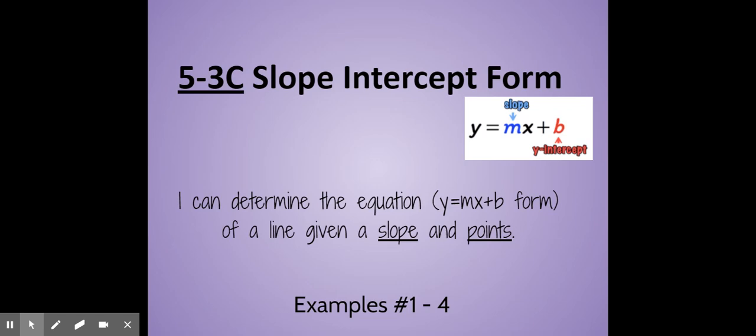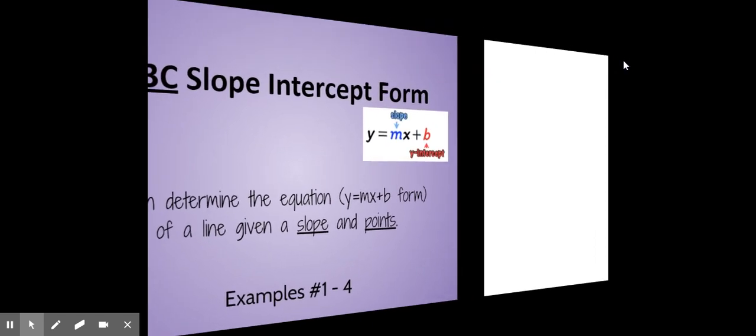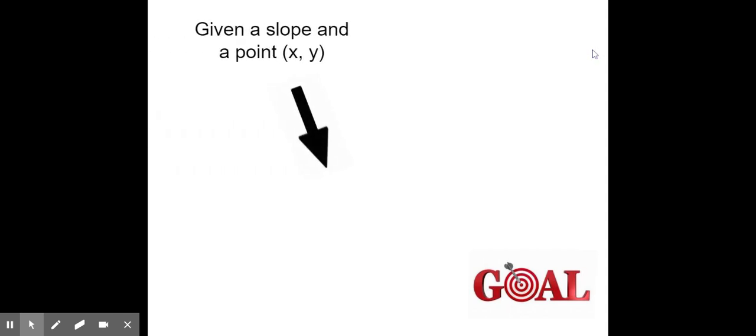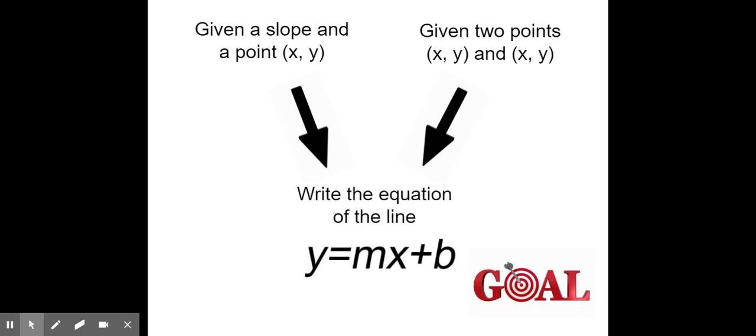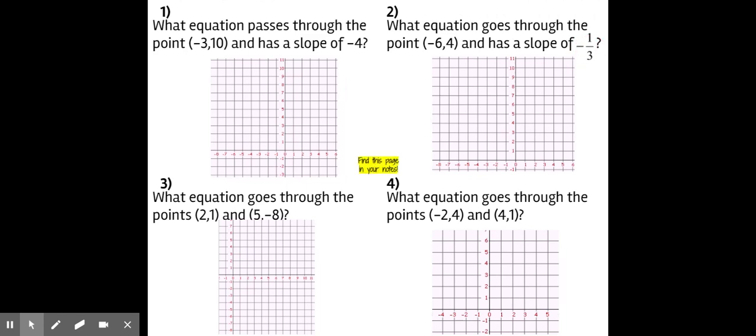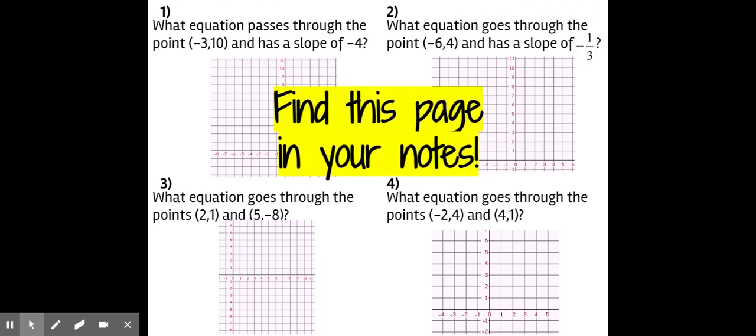In your notes today, we're going to be looking at the graphing portion of lesson 5.3c as well as examples 1 through 4. Before we begin, let's just revisit our goal. I will be giving you either a slope and a point, or I will be giving you 2 points. And based on that information, you need to be able to write the equation of the line. That's the goal. So please find this sheet in your notes and have it ready.